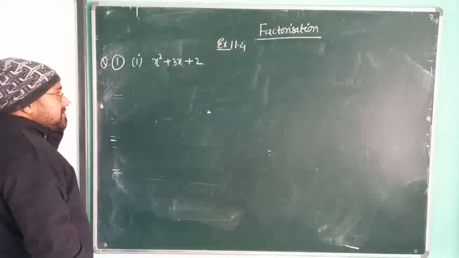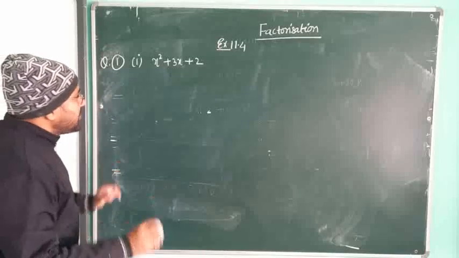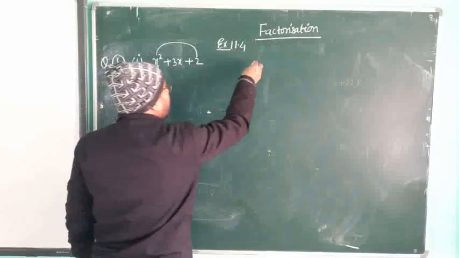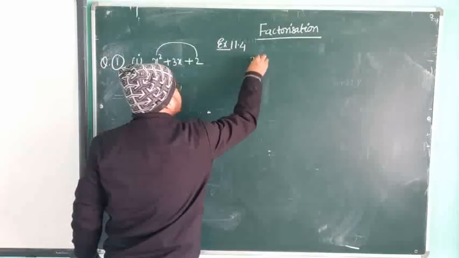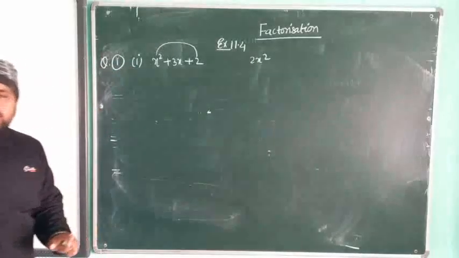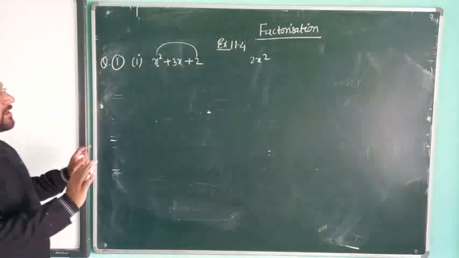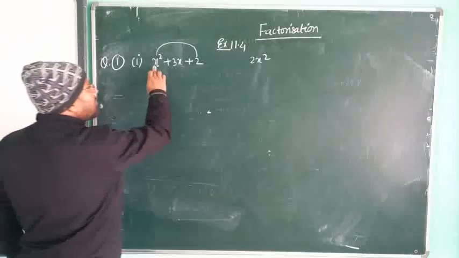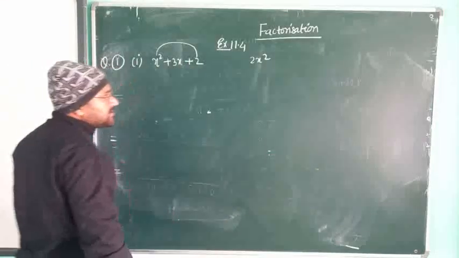How to factorize this type of expression? It is a very easy rule. First and the third term, you can multiply. You are getting 2x square. First and third term, you can write it on the right side. In one question you can do like that, but in others you can easily do this multiplication in your mind. First and last term, this is 2x square.